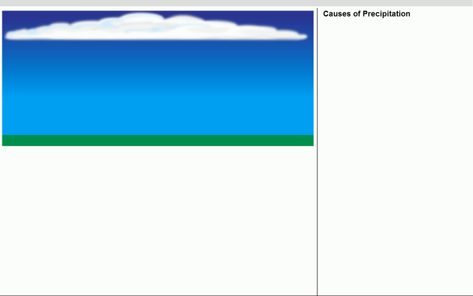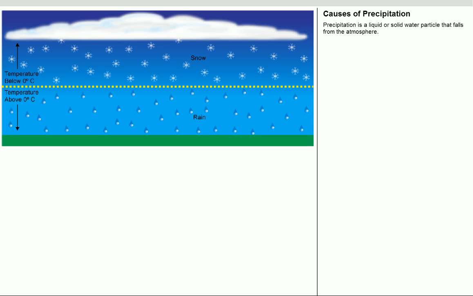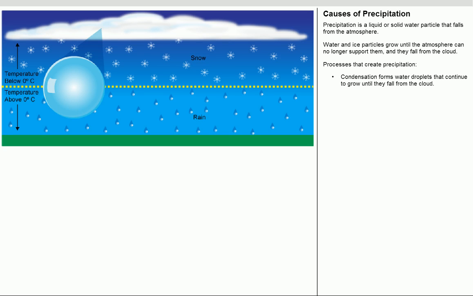Now that you're familiar with the dynamics of cloud formation, you've probably realized that the presence of clouds doesn't always foretell rain. Although clouds form when the temperature of the air and the dew point converge, certain conditions must exist for clouds to produce precipitation. Precipitation is any liquid or solid water particle that falls from the atmosphere. The processes that favor precipitation usually occur in nimbostratus and cumulonimbus clouds, and all types of precipitation can present aviation hazards. Water and ice particles grow until the atmosphere can no longer support them, and they fall from the cloud.